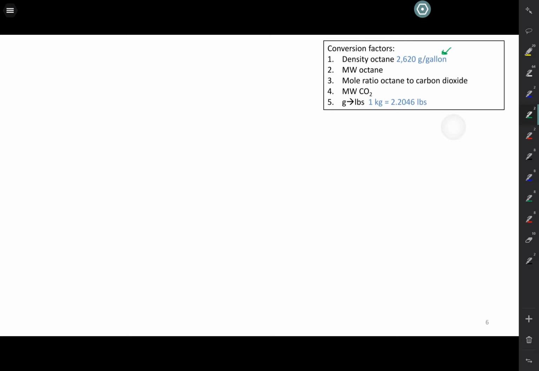That was 114.26 grams per mole. The mole ratio from octane to carbon dioxide, 2 to 16. Molecular weight of CO2, we already calculated that at 44.01 grams per mole. I think we're ready. Let's do it. Let's get blue again.